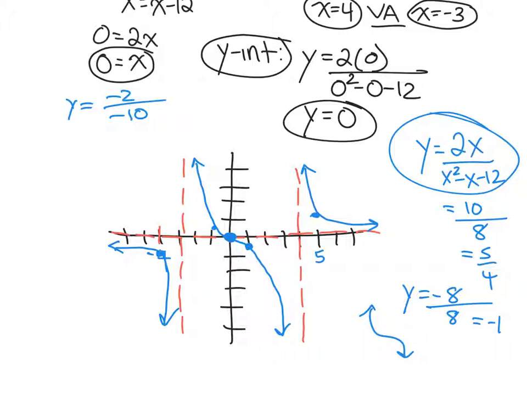That's what it looks like. So that's all of our C2 stuff. Hope that helped.